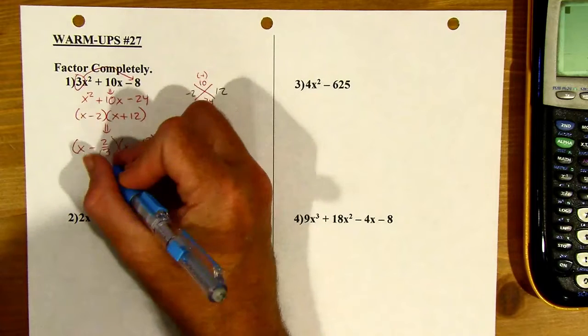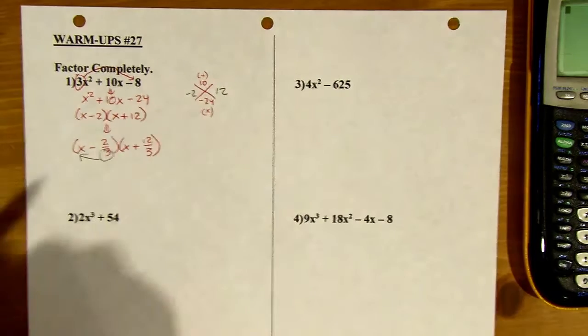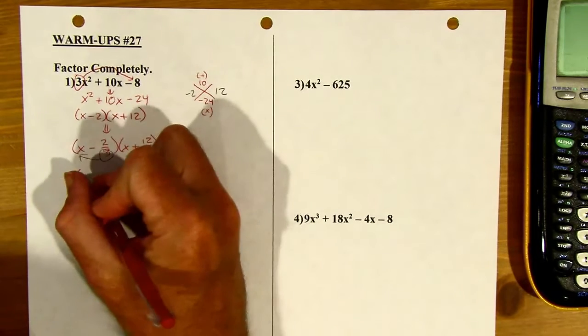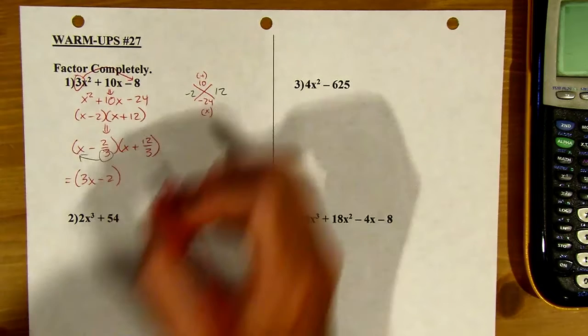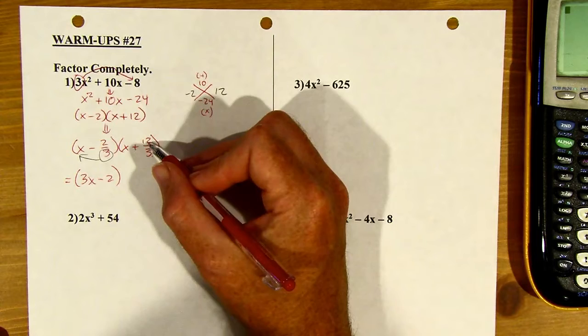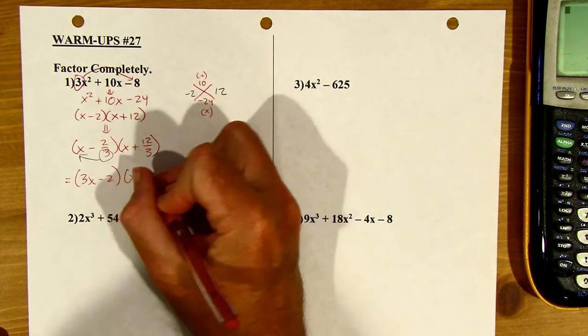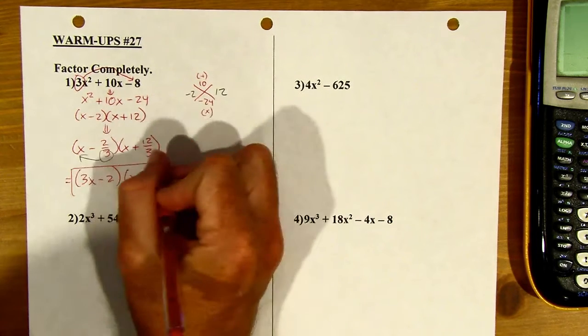I can't reduce 2/3, so I just pull the 3 out in front of the x. And then the 2 falls to the ground. Okay, there's my first term. 12 over 3, I can simplify that. That's 4. And then there is my solution.